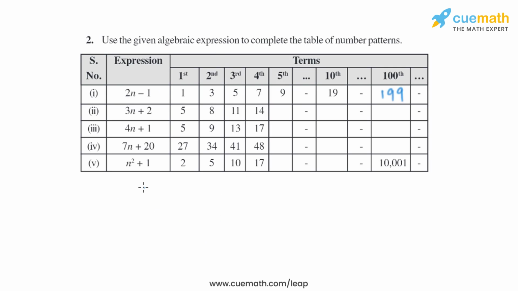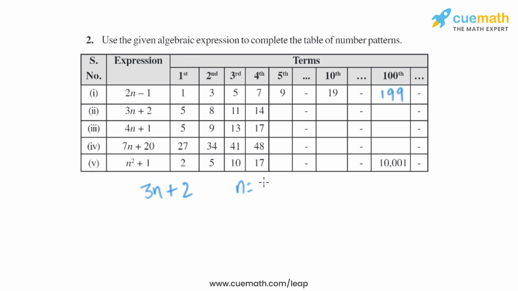Now the second expression that is given in the question is 3n plus 2 and we have to find the value of 5th, 10th and 100th term. So let's start with the 5th term. Let's take n equals to 5. So it will become 3 into 5 plus 2. So we have got 15 plus 2, that equals to 17. So the 5th term is 17.